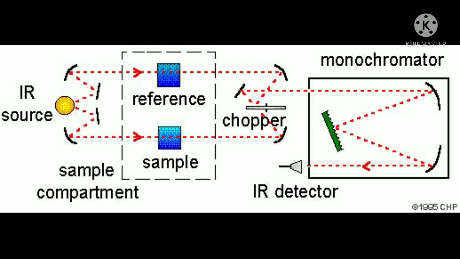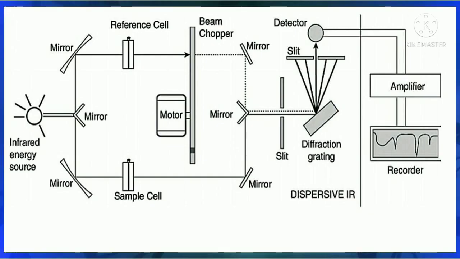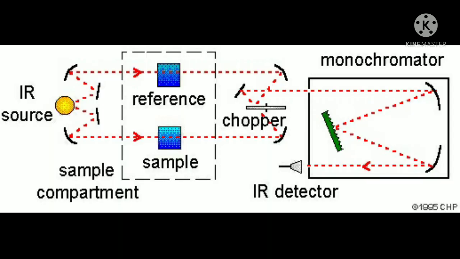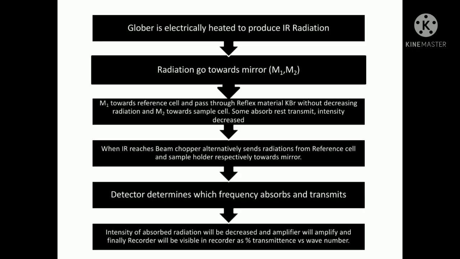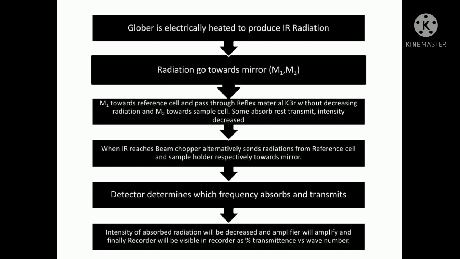Well, to sum up, the Nernst glower or Globar, that is the IR radiation source, is electrically heated to produce IR radiation. Then the radiation goes towards both mirrors. The former, the upper one, is mirror one, and the latter is mirror two. Then from mirror one, it goes towards a reference cell and passes through the reference material KBr without decreasing in radiation, as our sample is not there. And then mirror two, that is the lower mirror, sends the radiation through the sample cell. The sample absorbs it, and as it transmits, its intensity is decreased.